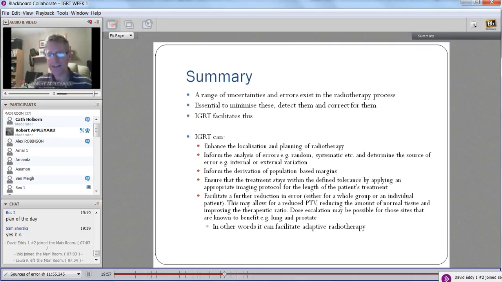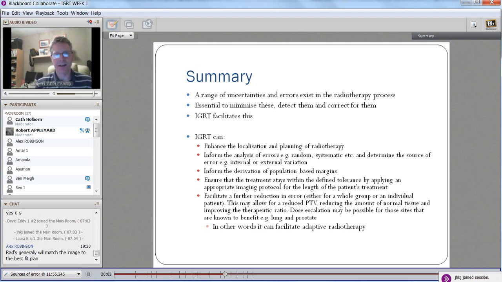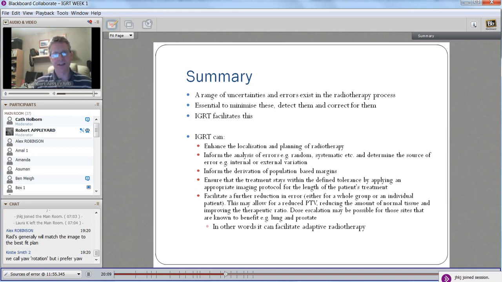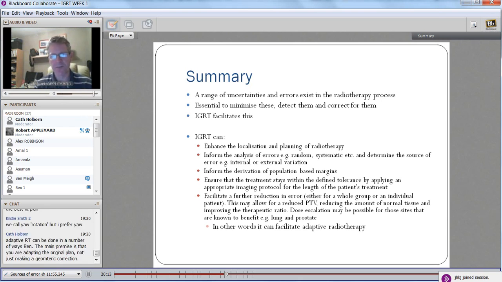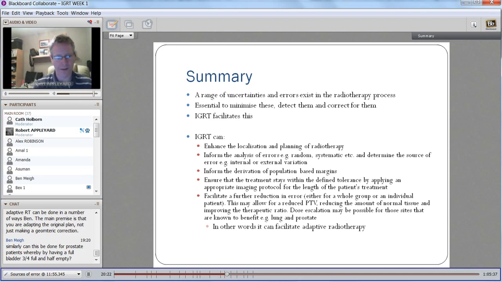So at this point, it's useful to have a bit of a summary and recognise that errors exist in the radiotherapy process and they can be significant. And if we want to be able to enhance the dose that we deliver and minimise dose to normal tissues, then we have to be able to detect these errors and correct for them. And IGRT is the way in which we do that. And IGRT occurs throughout the whole of the radiotherapy process.